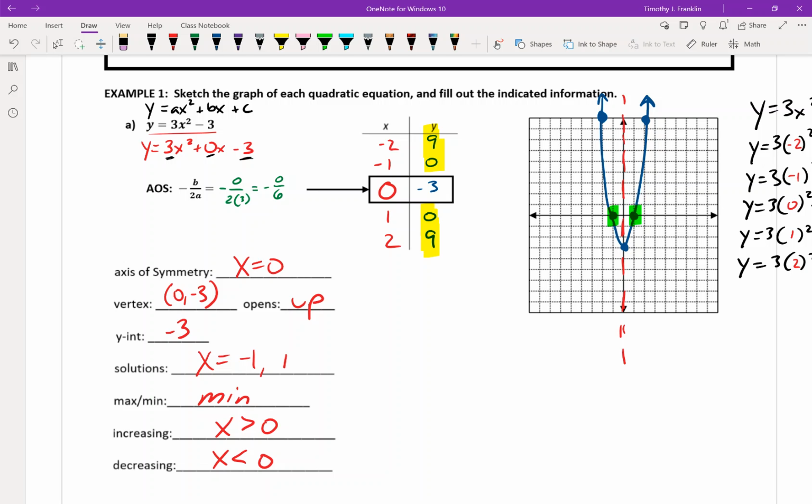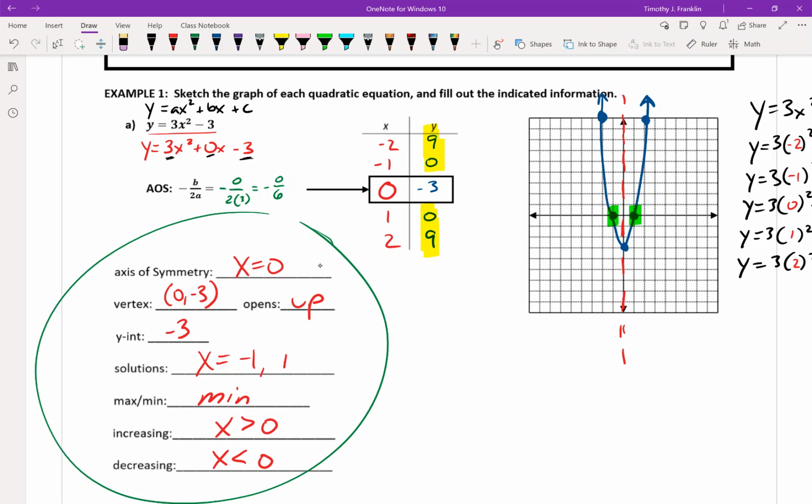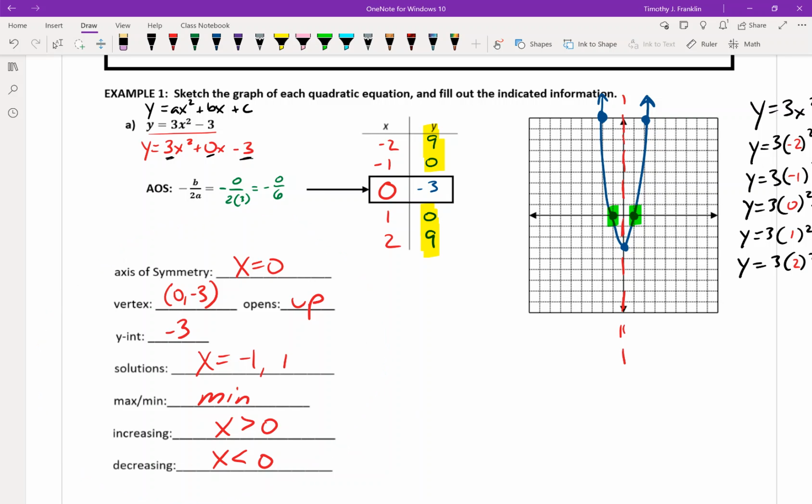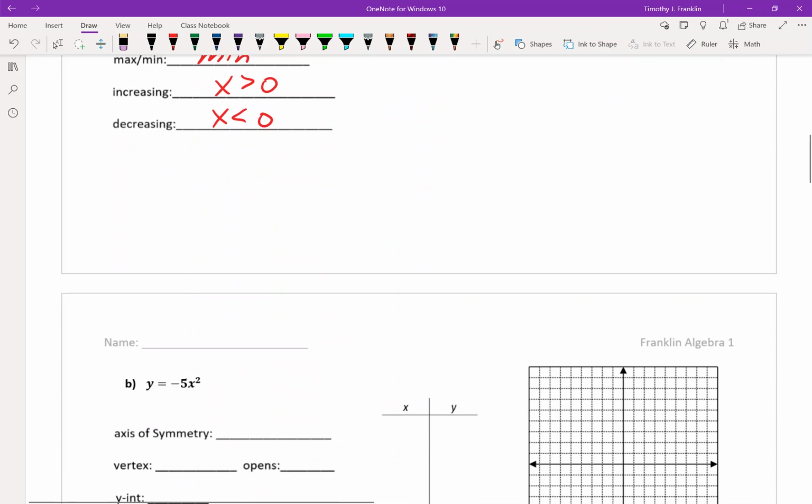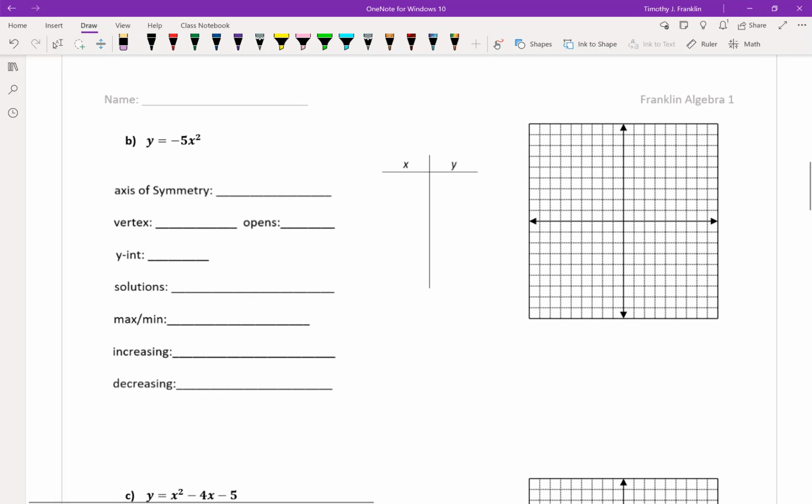All right, now all this information here is just good review, good practice on finding that information. The focus on these notes is graphing the shape, graphing the parabola. Let's do another one. Y equals negative 5x squared. Now again, we are missing those b and c values here, and that's okay. So we know that b is going to be 0 and c is going to be 0.